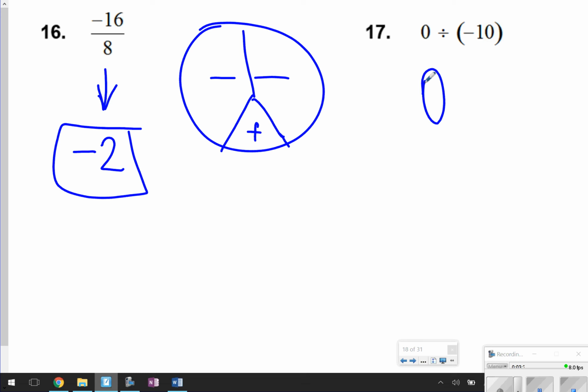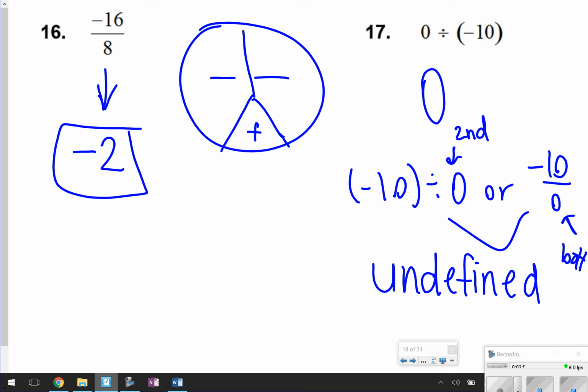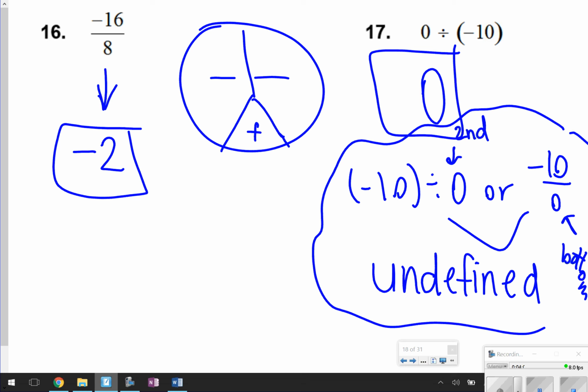Here, 17 is just going to be 0. 0 can't be positive or negative. You cannot do this or this. Remember, these are going to be called undefined when you're trying to divide something by 0. So when 0 is in the second position or on the bottom, you cannot divide like that, okay? So 17's answer is 0, but this is just some extra info. You might want to review that before your test because there may be a question like that on there, okay?